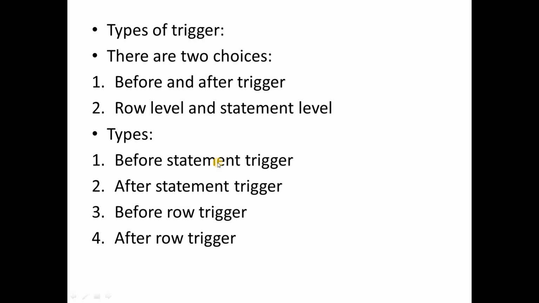And what is after row trigger? After row triggers are the triggers which are executed after the execution of your SQL statement, and each and every time whenever any row is inserted, updated, or deleted from your table, for that particular row we call the trigger. That is known as after row trigger. Row triggers check each and every row, and statement triggers are fired only once. I hope you understood the types of trigger.